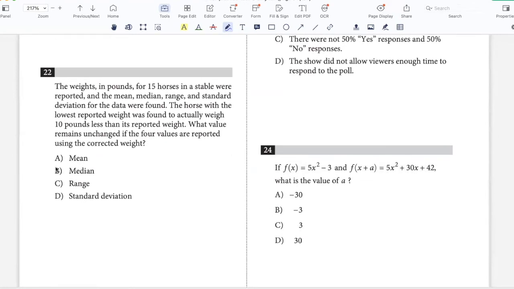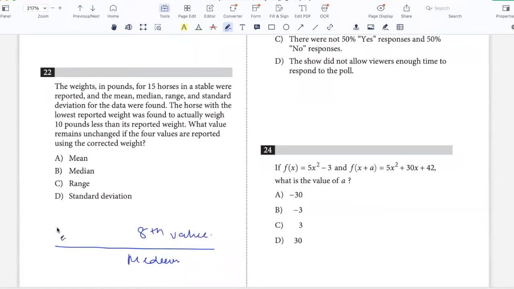The weights in pounds for 15 horses in a stable were reported, and the mean, median, range, and standard deviation were found. The horse with the lowest reported weight was found to actually weigh 10 pounds less than its reported weight. What value remains unchanged if the 4 values are reported using the correct weight? Okay, so there are 15 horses, right? So the median will be the 8th value when you put the values in ascending order.